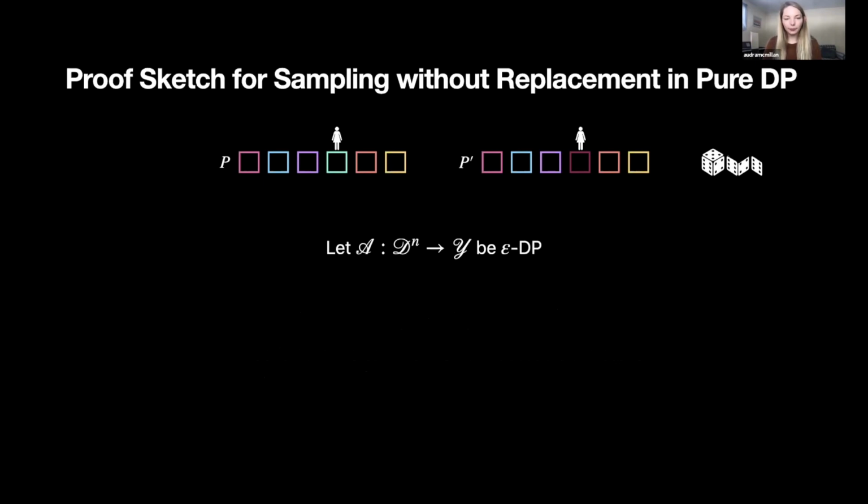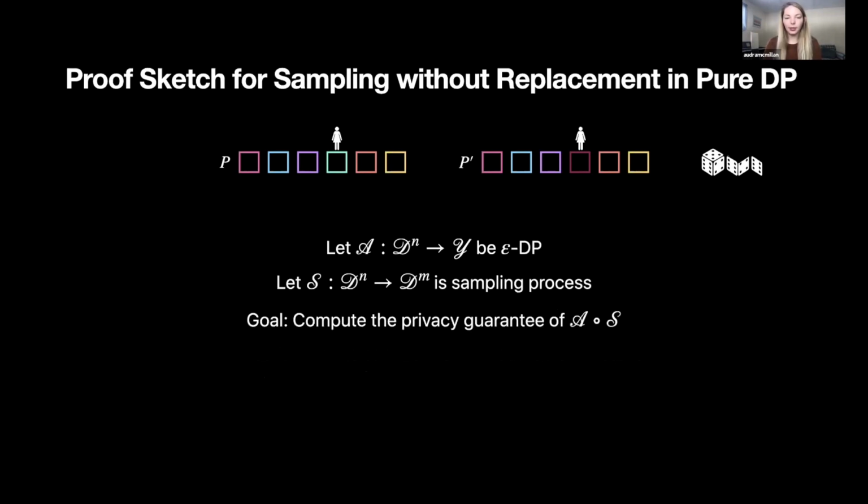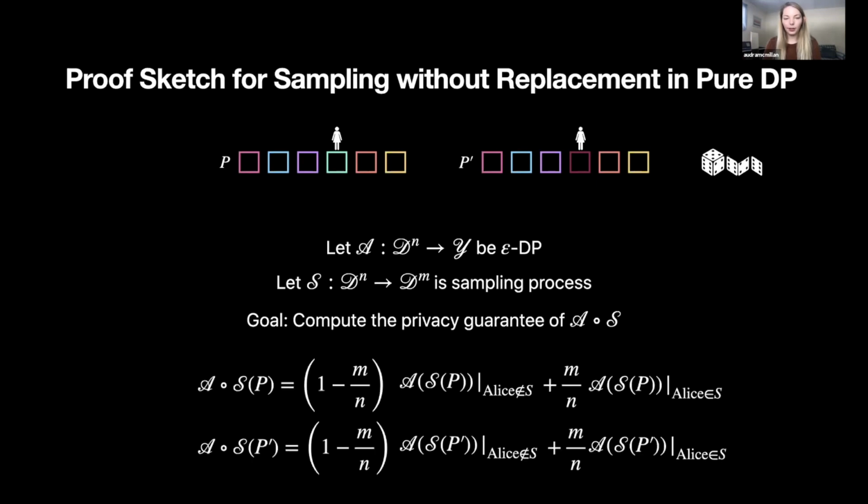Okay, so let's formalize this a little bit. Suppose I have my algorithm A, my differentially private algorithm. I have my sampling mechanism that takes data sets of size n to data sets of size m. So this is randomized. And what I care about is the privacy guarantee of the composition of these two mechanisms. Note that I can decompose this on input P as 1 minus m over n times the conditional distribution of Alice not being in the sample, this is the probability that she's not in the sample, plus m over n times the conditional distribution if she is in the sample. And I can do the same thing for P prime. Now notice that these first two distributions are the same. When she is not in the sample, P and P prime are identical. And of course, when she is in the sample, it's slightly different.